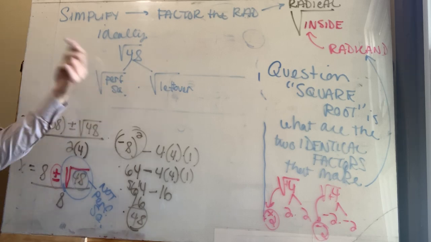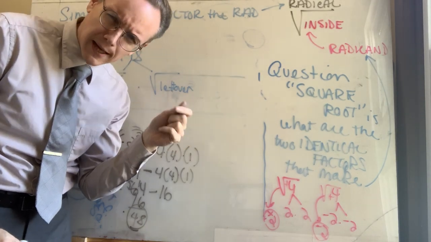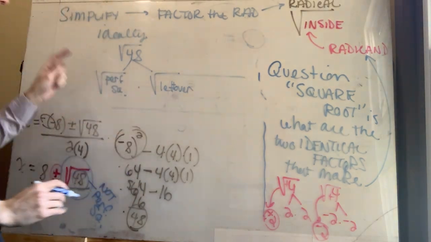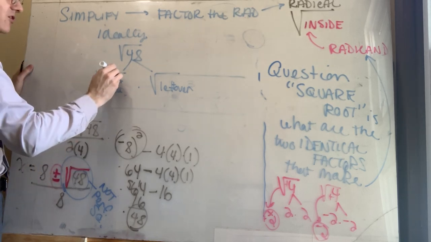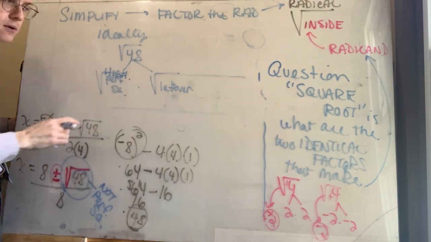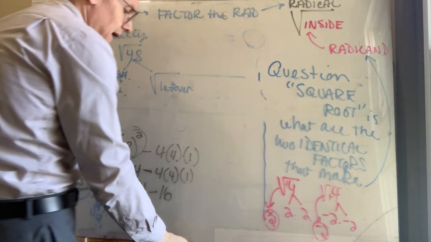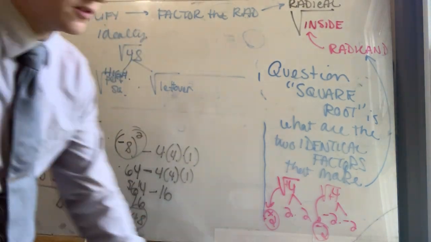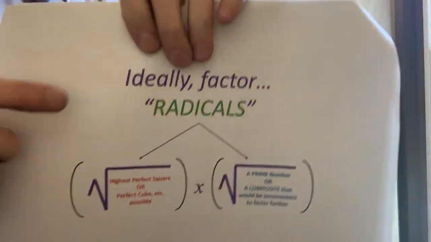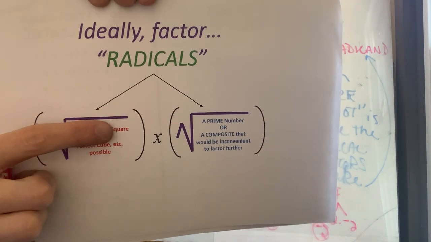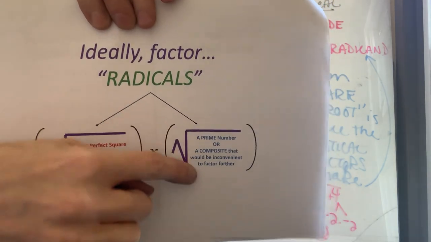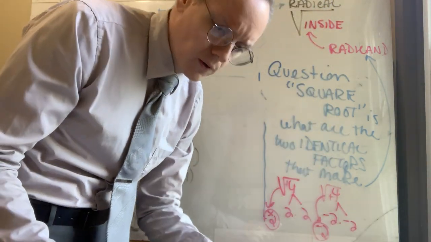The leftover is sometimes a composite number like 6, but it would be inconvenient to bother factoring it further. You wouldn't bother doing that. If you strategically choose the highest perfect square possible, you probably don't have to worry about that. Anyhow, we need to compile a list. And I put this, incidentally, as an overview. This is what this page is. When you factor radicals, ideally you want the highest perfect square, or if you're talking about a cube root, it would be the perfect cube, right? And then maybe a prime or composite number that would be inconvenient to break down further.